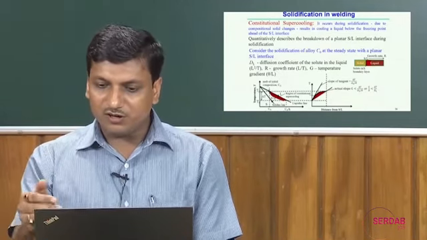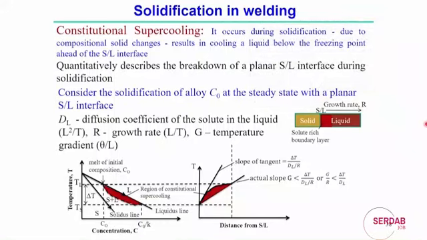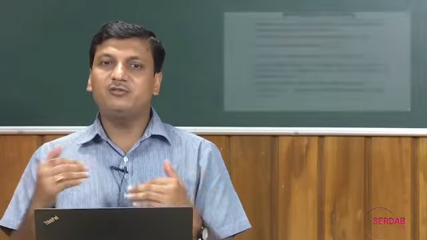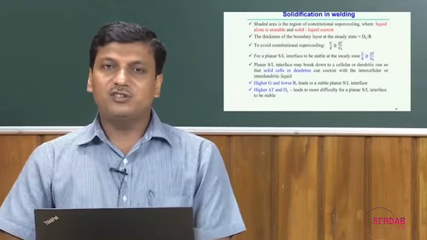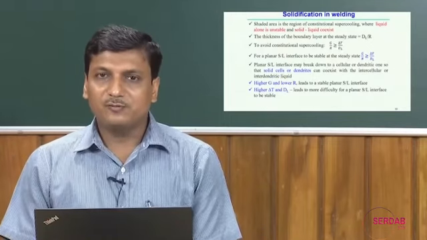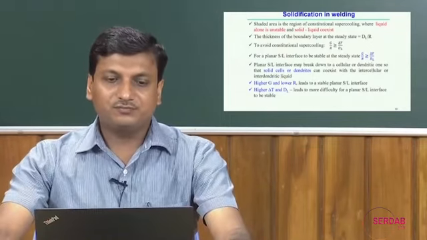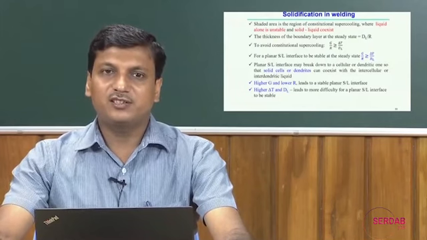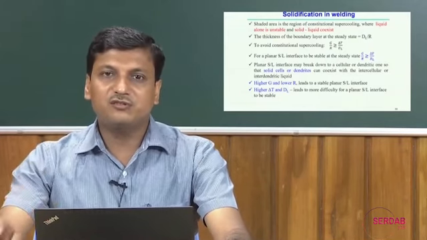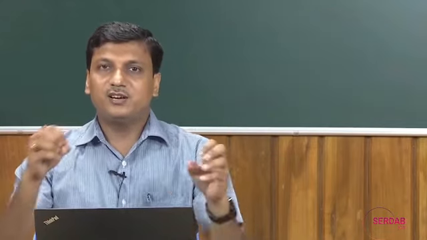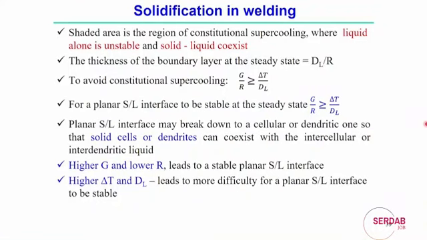Now we will further look into other conditions, or try to explain physically what the mathematical condition for constitutional supercooling is and how it can be linked with the solidification behavior during the welding process. So, first comment: of course, the shaded area represents the constitutional supercooling. Therefore, that region consisting of liquid alone is unstable. In that zone, solid and liquid coexist.